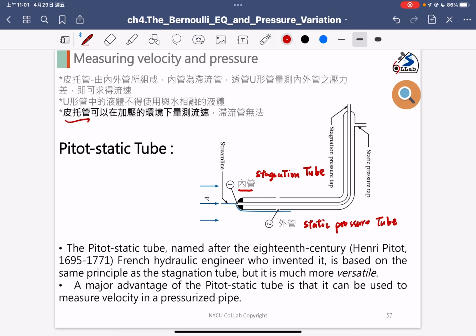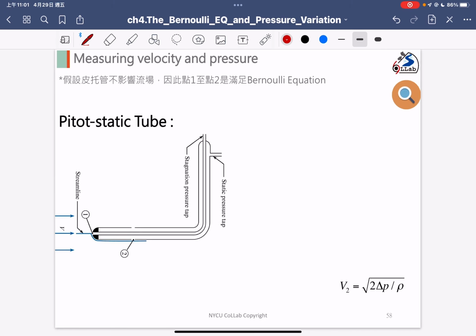So, what is the advantage? The advantage of the pitot is that we can measure the flow velocity in a compressible environment. So this is the idea when we use the pitot tube. How can we use the pitot tube? In the following slide, we need to prove the formula shown here. In this formula, we need to know how large the pressure difference is, and we know the fluid density, so we can compute the velocity. So the key knowledge here is how large the pressure difference is.